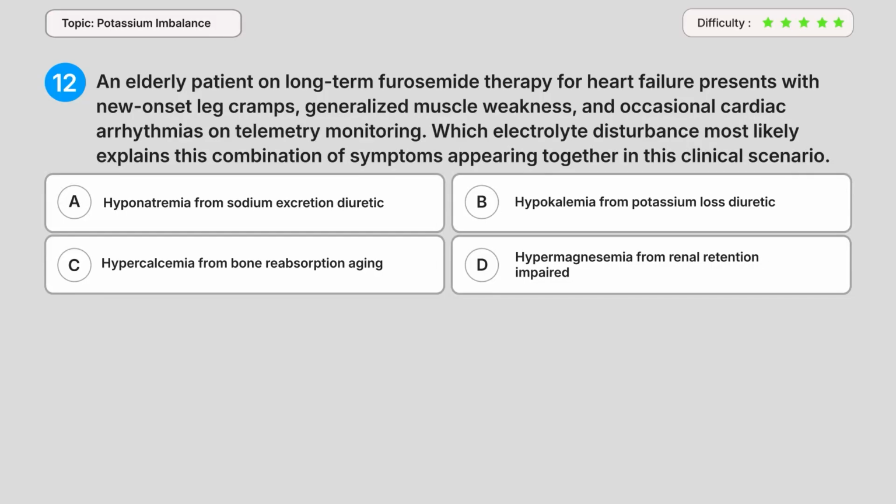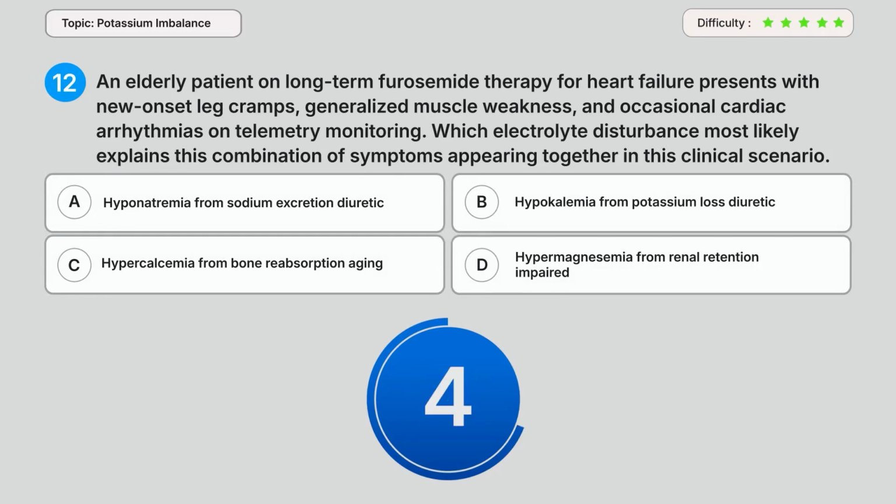A. Hyponatremia from sodium excretion diuretic. B. Hypokalemia from potassium loss diuretic. C. Hypercalcemia from bone reabsorption agent. D. Hypermagnesemia from renal retention impaired. Do you know the answer?